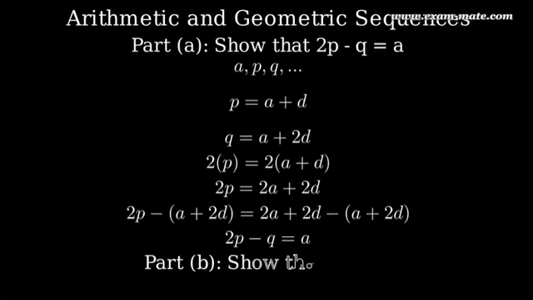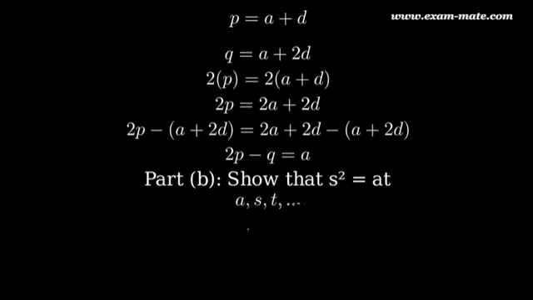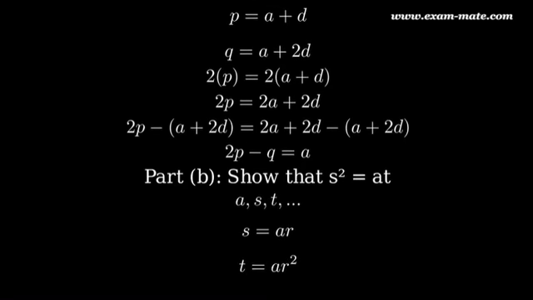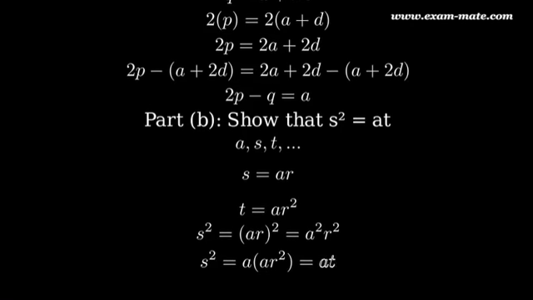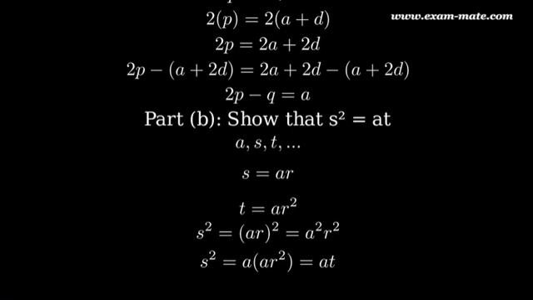Moving on to part b, we need to show that s squared equals at for the geometric sequence a, s, t. In a geometric sequence, each term is multiplied by a constant ratio r to get the next term. Let's solve this. We can square s, which is ar, to get s squared equals a squared r squared. Then we can substitute t equals a r squared to show that s squared equals at.